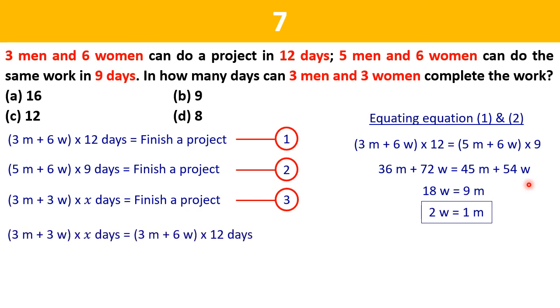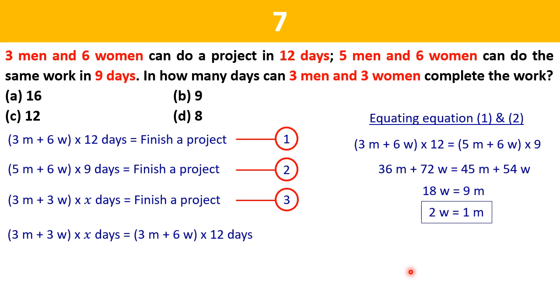Now it is asked that 3 men plus 3 women require how many days? So that is equal to X days, and you can equate this with either equation 1 or equation 2 because the right hand side of all the equations is the same. Let us say I am equating the third equation with the first equation. You can also equate the third with the second equation if you want.